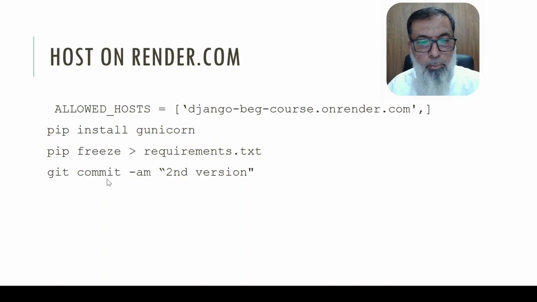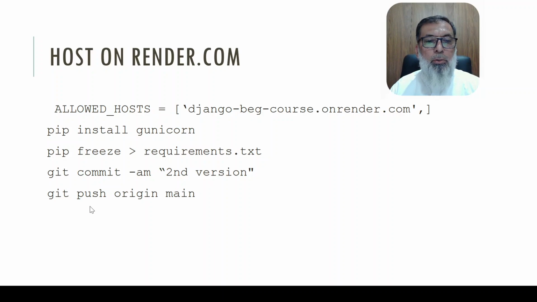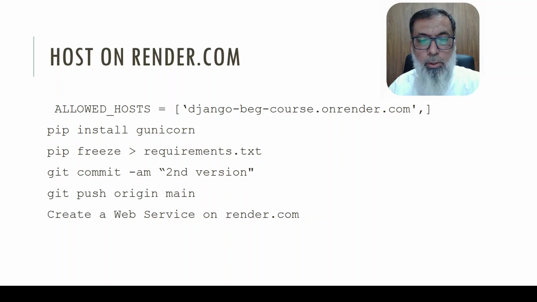The next step is to update your GitHub repository. In the previous lecture, I told you how to create a GitHub repository. If you are confused at this point, you can see my previous video. You need to push the latest updates to the repository. So these are the steps that you need to do. Then we will go to render.com and create a web service there. So let's do it practically.